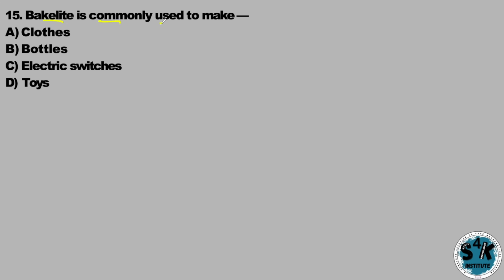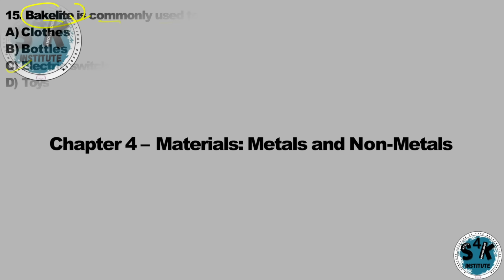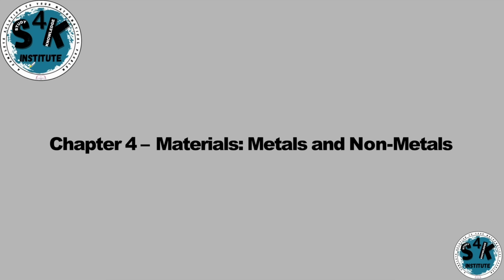Bakelite is commonly used to make. I just told you, bakelite is a thermosetting plastic. It is mostly used in electrical switches. So the answer is C, because it is heat resistant. It is a good insulator. That's why it is used for electrical switches.